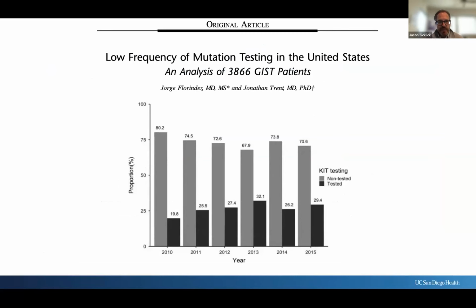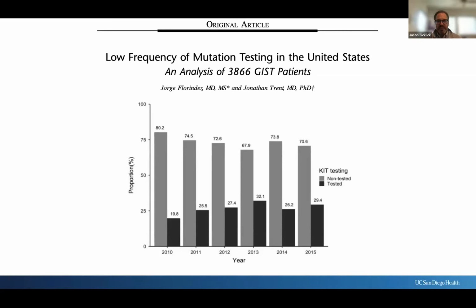This is data from Jonathan Trent's group at University of Miami. This is data that was published several years ago now, but what you can see there is that this was national level data looking at genetic testing in the United States. And what you can see there with time from 2010 to 2015, there was a slight increase in the number of patients getting genetic testing, but roughly only a quarter of patients in the United States are getting genetic testing of their GIST as of 2015, meaning that we can do better.